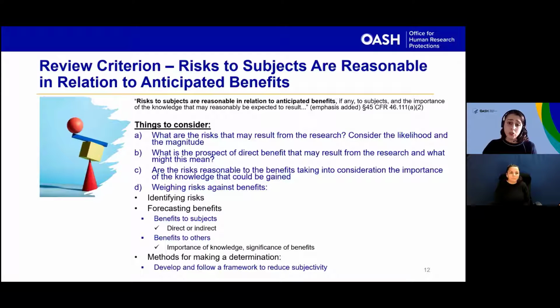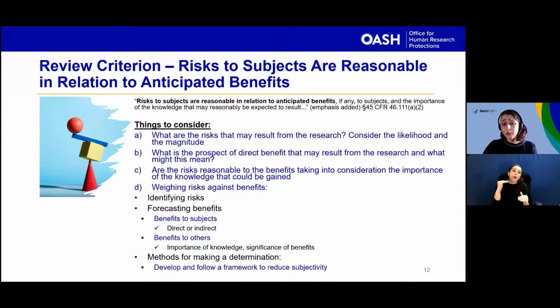Now, the regulations also stipulate that risks to subjects be reasonable in relation to anticipated benefits, if any, and the importance of the knowledge that may reasonably be expected to result. So, in essence, this criterion amounts to conducting a risk-benefit analysis. So if the primary risk of our research is a breach of participant privacy, and if this risk is minimal, based on that definition that I shared with you earlier, perhaps the benefit of the knowledge to be gained about the impact of social media use on teenage mental health is commensurate with the anticipated risk.